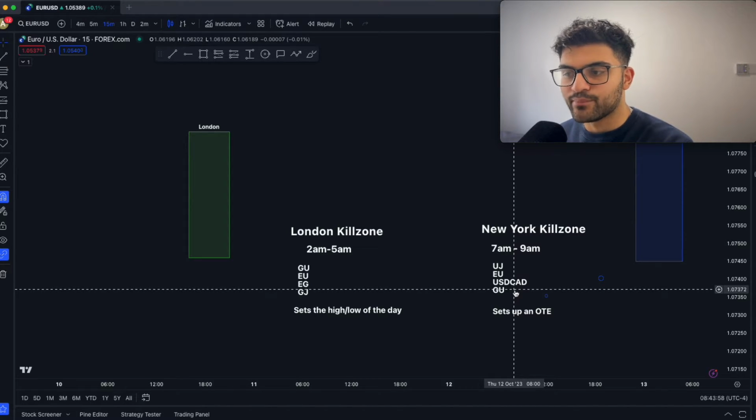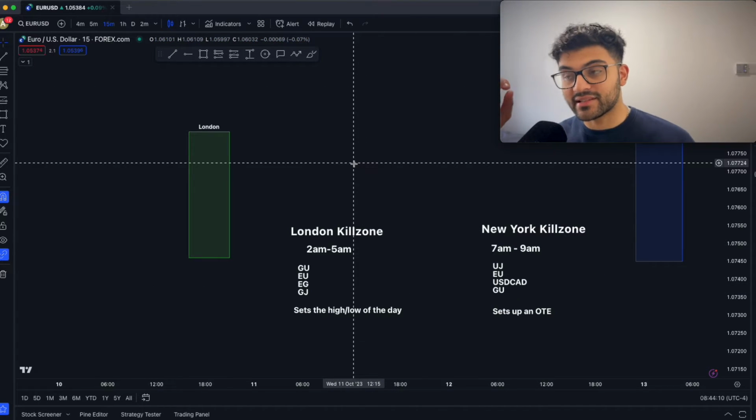So in the London kill zone, 2 a.m. to 5 a.m. are high probability conditions of trades playing out. That is when the proper volume kicks in, and this is what you can take advantage of and make your trades based off, basically. So there's a characteristic of London, and you'll see this.